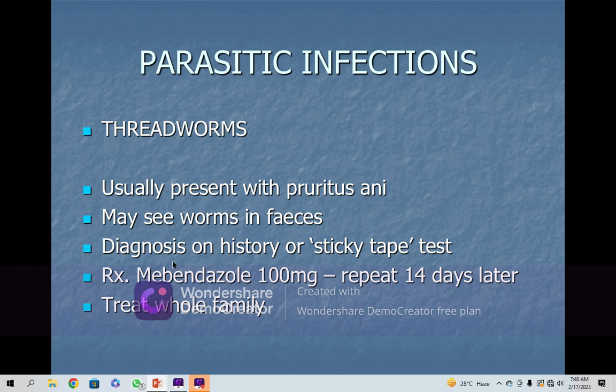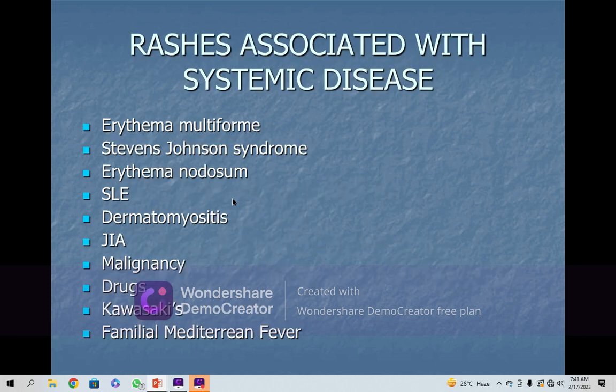Other thread worm infections are very common. They can cause rashes around the perianal area, very itchy in nature, and they are spread by autoinfection. Mebendazole is the treatment of choice, 100 milligrams should be given for 3 days and then repeated after 14 days. The whole family should be managed for thread worms. Enterobius vermicularis. It is the itching around the perianal area.